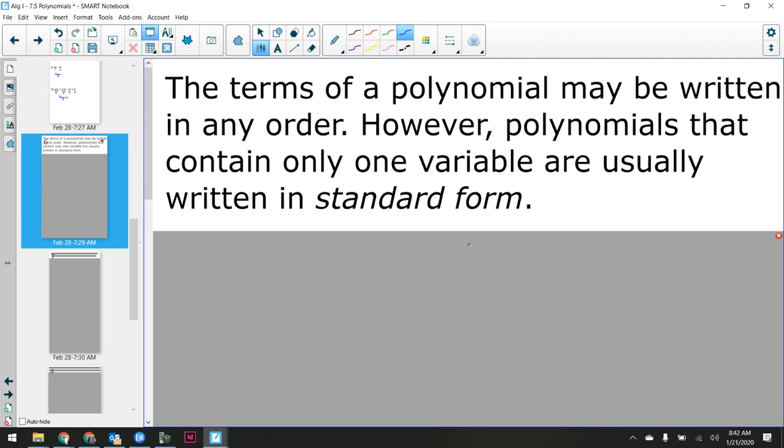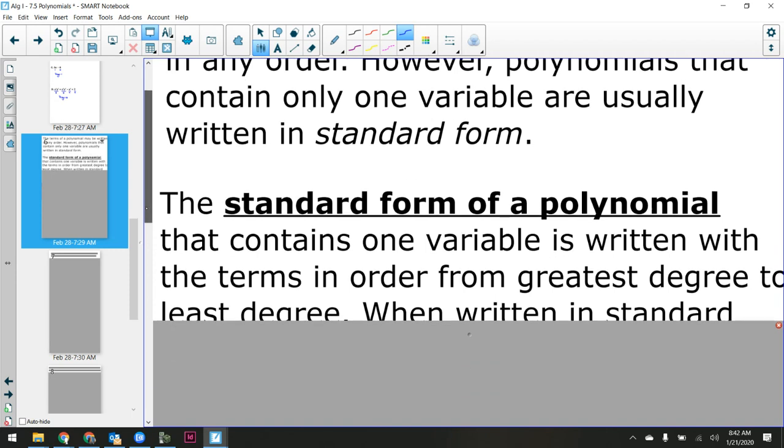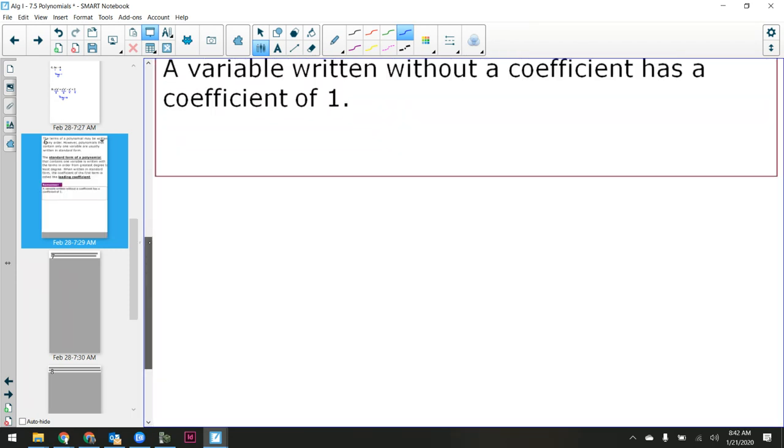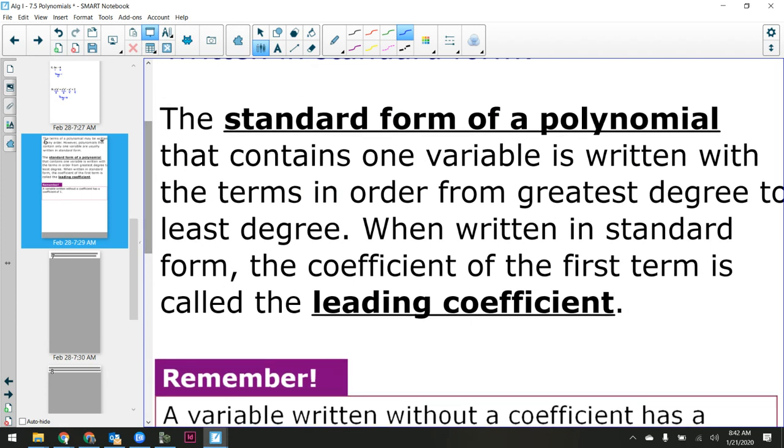When we have multiple terms, and they're all raised to all sorts of different powers. Standard form of a polynomial, as long as it contains one variable, is basically ordered from greatest degree to least degree. Can you underline greatest degree to least degree? The standard form of a polynomial that contains one variable is written with the terms in order from biggest to smallest, greatest degree to least degree.